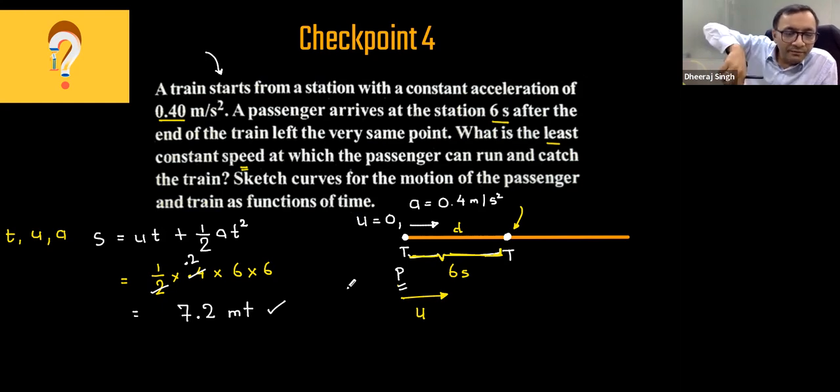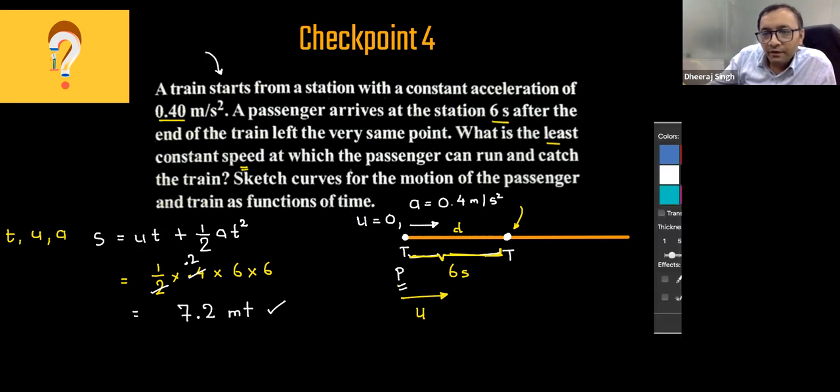Now when passenger comes, passenger is running. So now train is also moving, passenger is also moving. So now you have to use velocity of approach and acceleration of approach and things like that. When only one particle is moving, you don't need to worry about it. Fine. So now the problem is this.